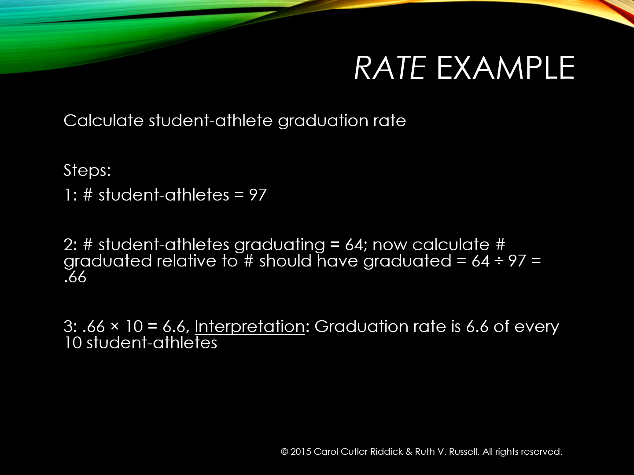So we've got this 0.66 times 10. And overall, we can say the graduation rate is 6.6 students out of every 10 students are graduating. And that's how we get the rate. So it's 6.6 out of every 10. We got that by dividing 64 by 97, which gave us 0.66. And then we multiplied that by base 10, so we could say how many people out of 10 are graduating.